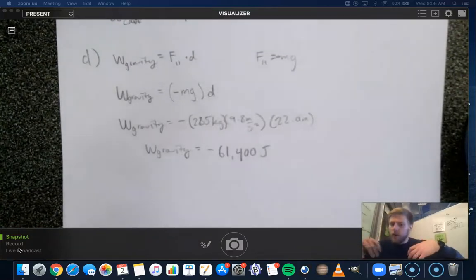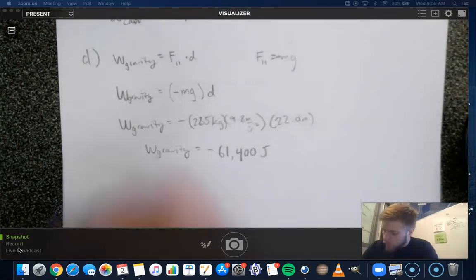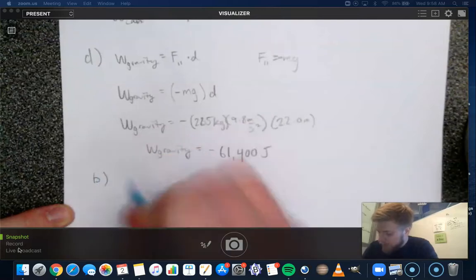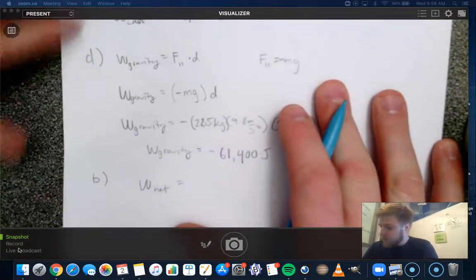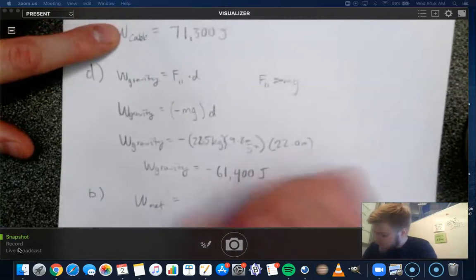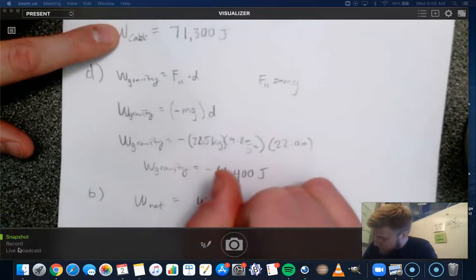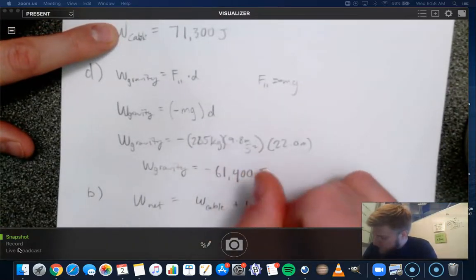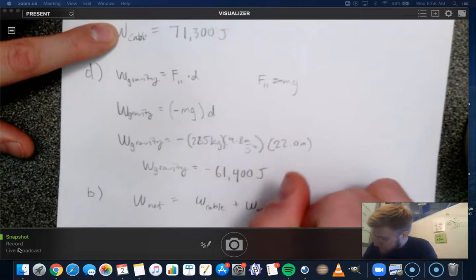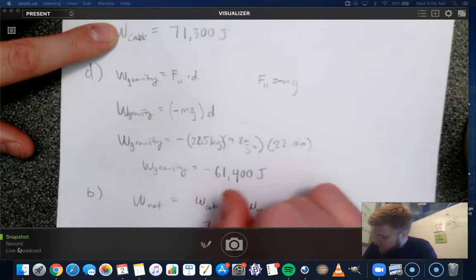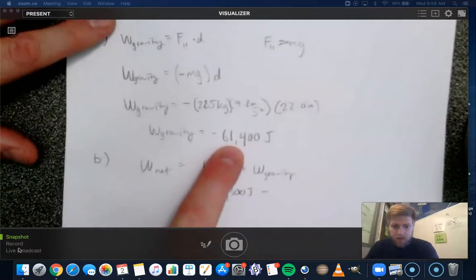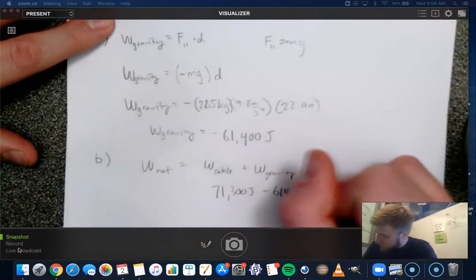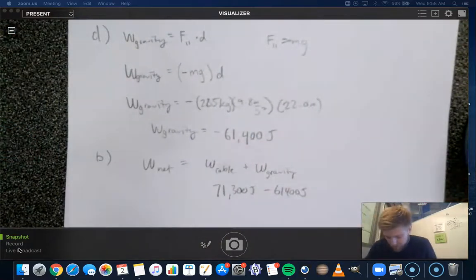I want to give you a bigger picture view here. I want to just quickly review part B. We said net work. One other way you could have calculated net work was simply find these two works. So if we take the work done by the cable and we add that to the work done by gravity, we end up with 71,300 joules minus, because this was negative, 61,400 joules. And when we do that, well, it might be a little bit off because we did some rounding, but that's not a big deal.